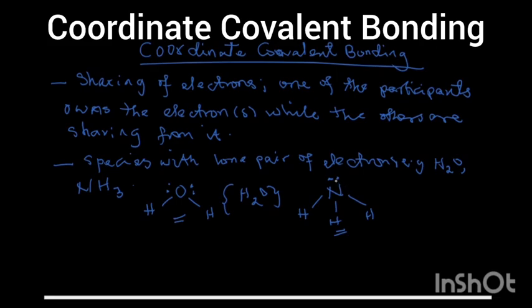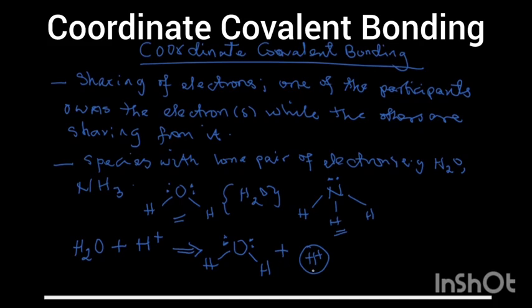Coordinate covalent bonding. For example, when H2O is bonding with H+, how is it going to be? The H2O is like this, with this pair of electrons. Plus, H+ is like this. This one has lost its electron originally. It doesn't have any electron, and it wants to be duplex. So it's going to share from the electrons of this one. It's going to come into it and form something like this.